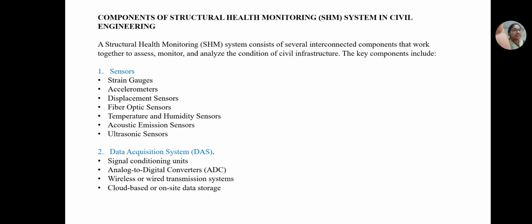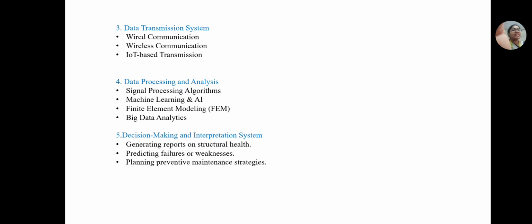Next, the second component is data acquisition systems. Data acquisition systems are very helpful to collect data from the sensors and help convert that non-readable data into readable digital form. This component is used for conversion of the information to readable data. For these components, some key elements are required: signal conditioning units, analog to digital converters, wireless or wired transmission systems, and cloud-based or on-site data storage. Data transmission systems.